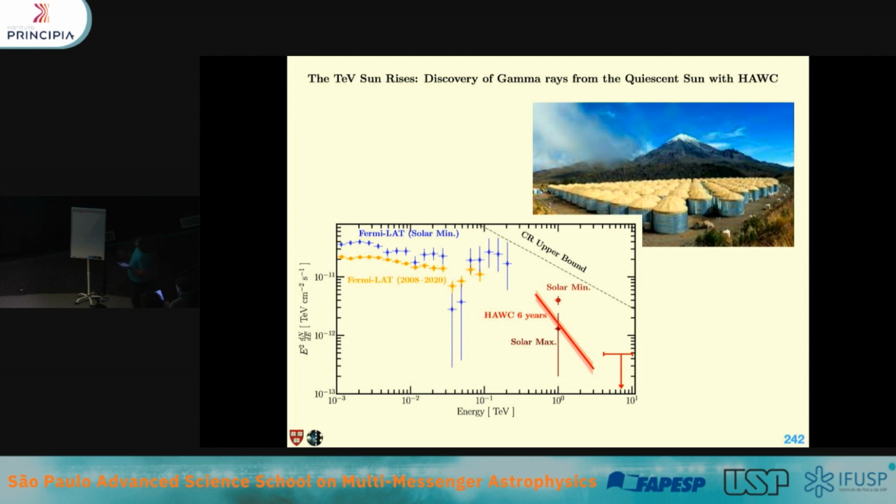So the HAWC experiment is in Mexico, and is constructed of these water tanks, about 300 water tanks. So it's a water Cherenkov detector. And they have actually been able to observe the sunny high energy gamma rays. So here is that data I was telling you earlier. This is the Fermi measurements with this dip here. And then the measurements from HAWC are these points here, where they measure it both in the solar minima activity and the solar maximum. And you can see that there is a distinct difference between these two times.